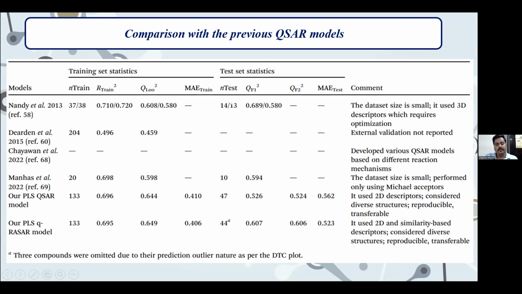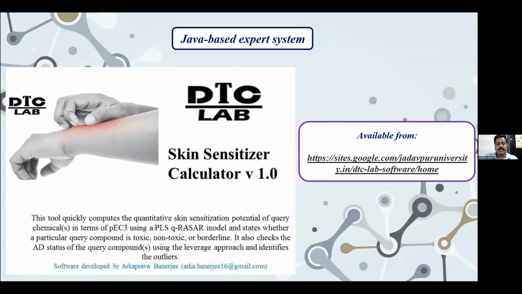Whereas in previous works, you can see that they have used a much lower number of compounds. In works like Dearden and his team, they have worked on a large number of compounds, but they haven't reported any kind of external validation metrics. And moreover, the values of R-square train and Q-square LO do not meet the threshold of 0.5. This is the expert system that we have developed, and it is available from the DTC Lab tool supplementary site.